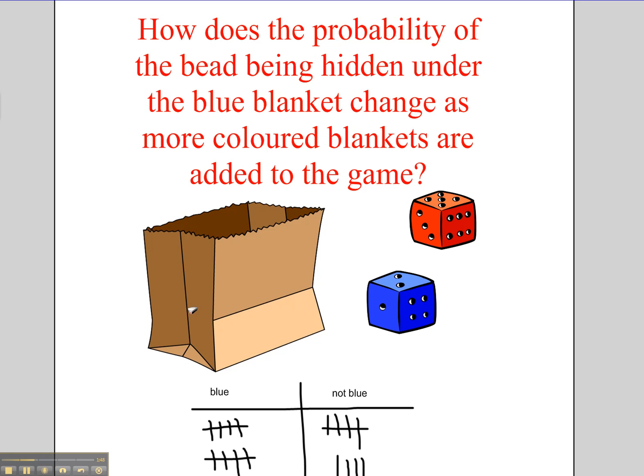The question in the textbook then is, how does the probability of the bead being hidden under the blue blanket change as more colored blankets are added to the game? Sometimes it's a little difficult for us to understand when we're using different objects and we're talking about blankets. So you need to picture in your head right now a whole bunch of blankets, and one blanket is blue, and there's a bead that we're hiding somewhere under one of the blankets, and the person has to choose the right blanket in order to win the game.